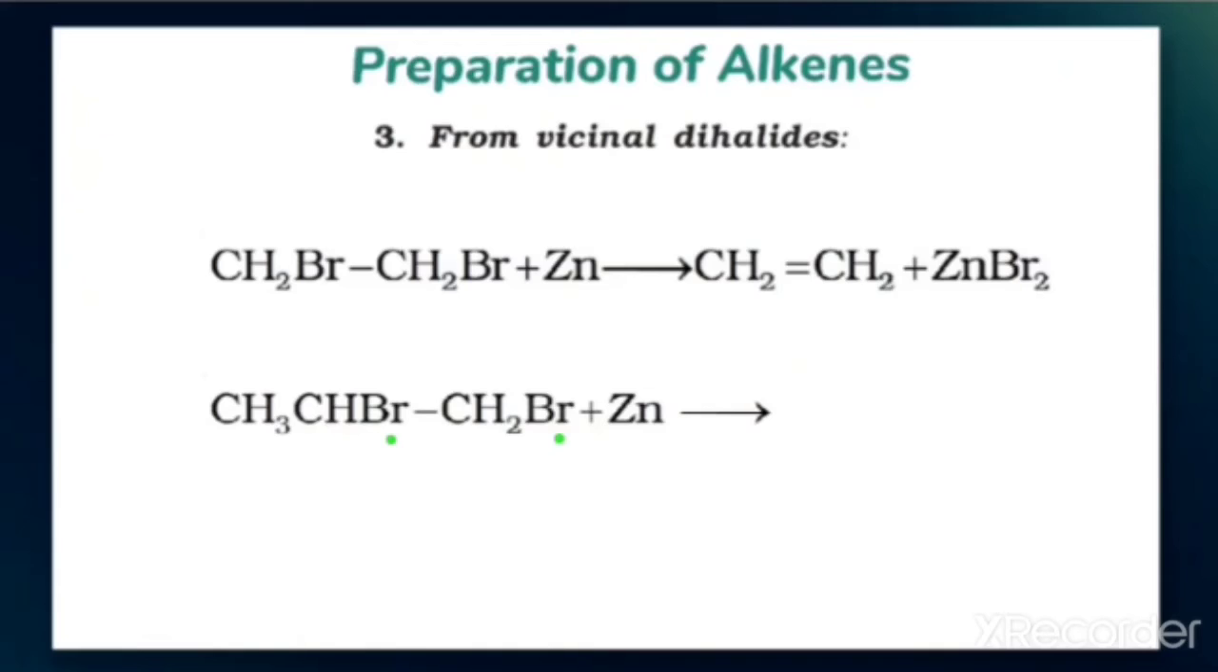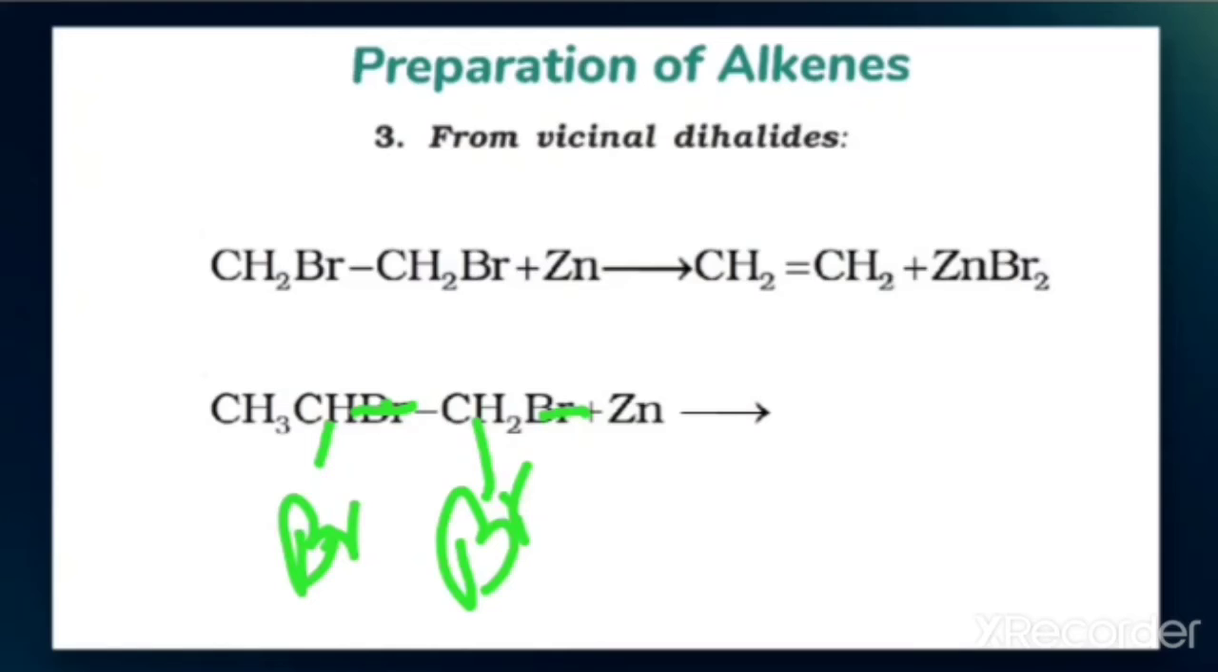Yes, it is a vicinal dihalide because these carbons are adjacent and each has a halo group. So better we can redraw these halo groups, if you want you can write it this way, so it will be more clear. Now you can see that both the halo groups are adjacent. That's why this can form an alkene.